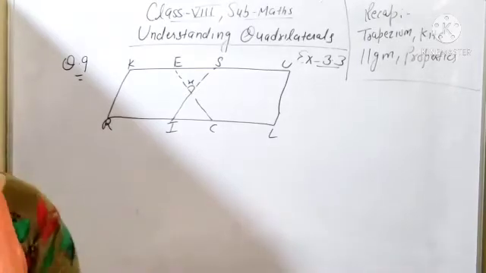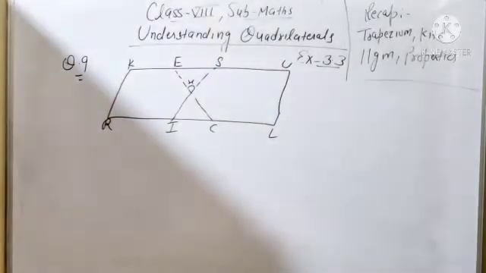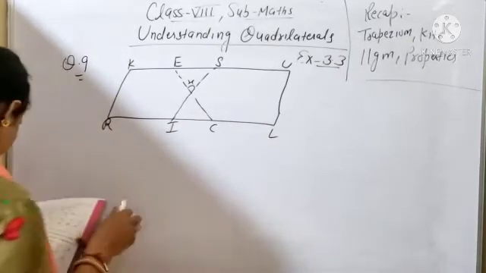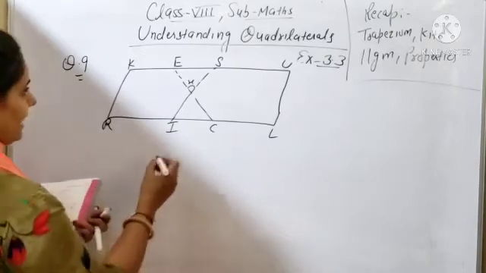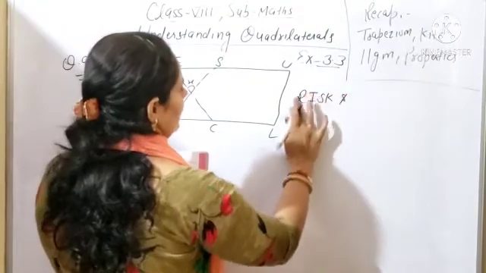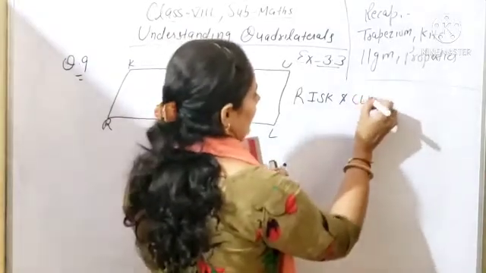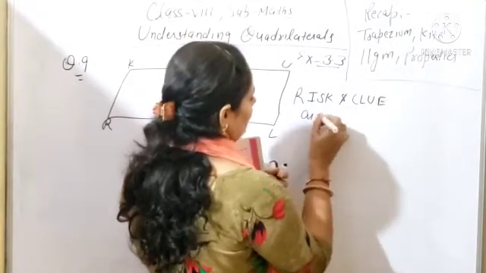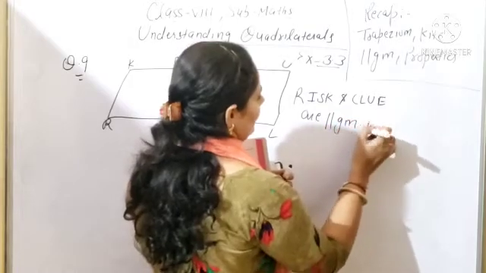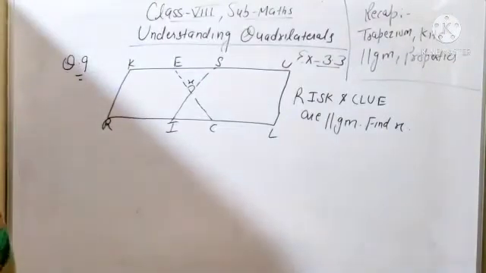So here also we have done till question number 8. So today we will start our question number 9. So what is question number 9, beta? Question number 9 is: in the above figure, RISK and CLUE are parallelograms. Find x. Find the value of x.